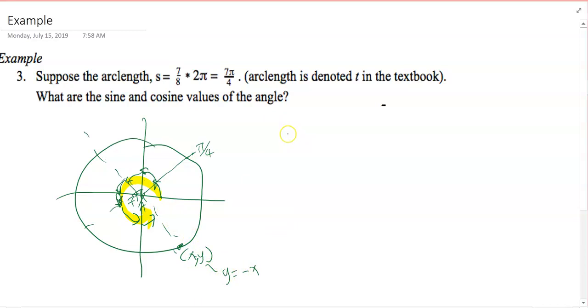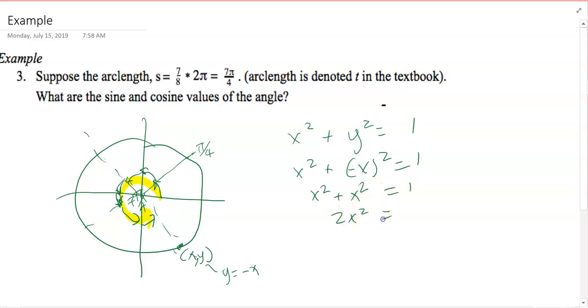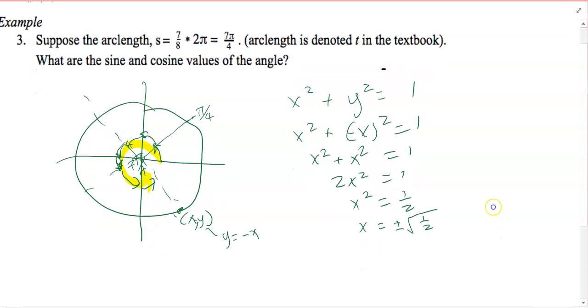So let's do x squared plus y squared is equal to 1. Then plug in negative x for y. So x squared plus negative x squared is equal to 1. Negative x squared is the same as x squared. So x squared plus x squared equals 1. So 2x squared equals 1. So x squared will be equal to 1 over 2 if we divide both sides by 2. So x will be equal to plus or minus the square root of 1/2.